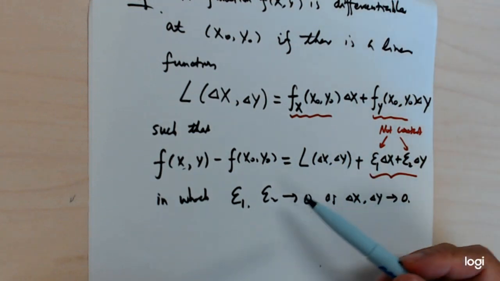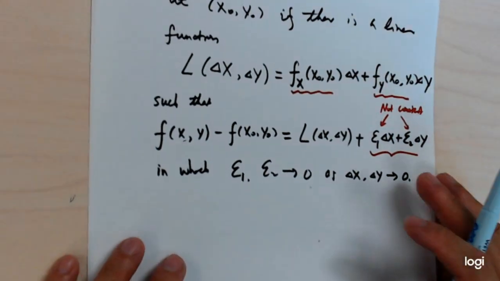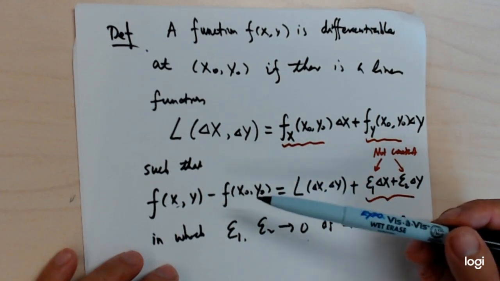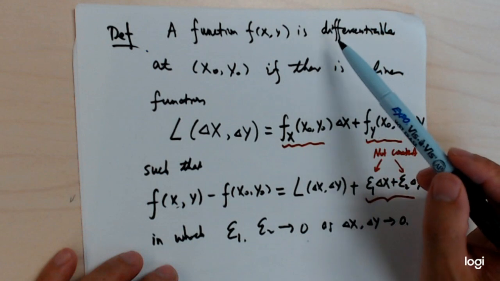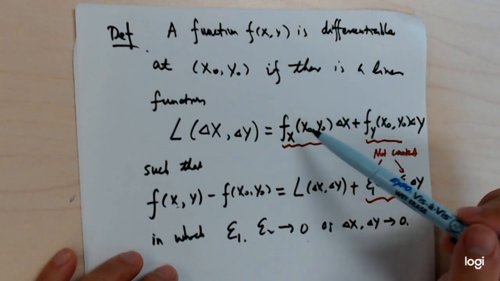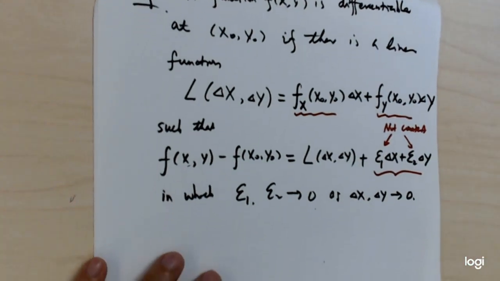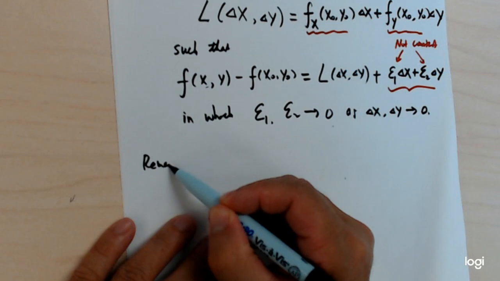So the key here is epsilon 1, epsilon 2 has to go to 0 as delta x, delta y goes to 0. And based on this definition alone, if a function is differentiable, then the partial derivatives automatically exist because that's part of the definition here. But not the other way around, obviously.